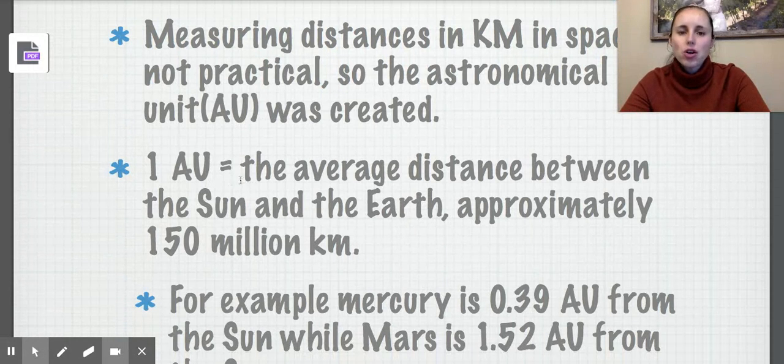What the astronomical unit represents is the average distance between the sun and the Earth. Now we say average because we know that the Earth orbits the sun, so it's different distances at different times, but that average distance of the sun to the Earth, that's one astronomical unit. One astronomical unit is about 150 million kilometers. So it's much easier to say 1 AU than 150 million. That's why we use the astronomical unit.